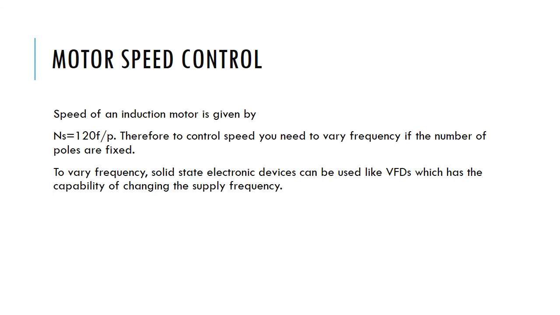Speed control. How do we control the speed? Speed of a synchronous machine is given by 120 F over P, where P is the poles and F is the supply frequency. Assuming that P is fixed, you can change the supply frequency. One of the ways of changing the supply frequency is by use of solid state electronic devices like variable frequency drives, which have the capability of changing the supply frequency.